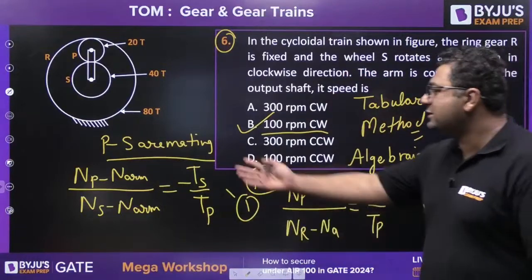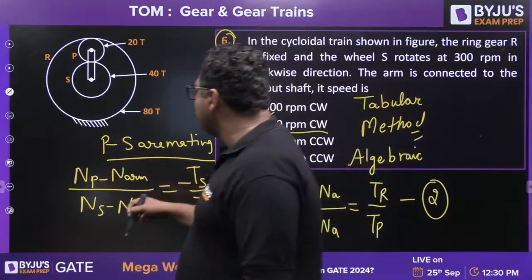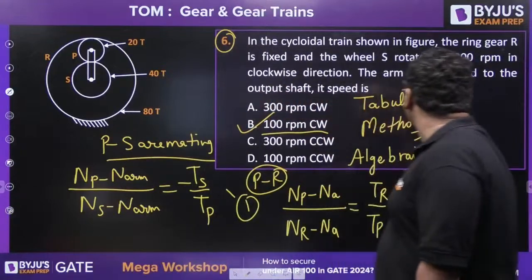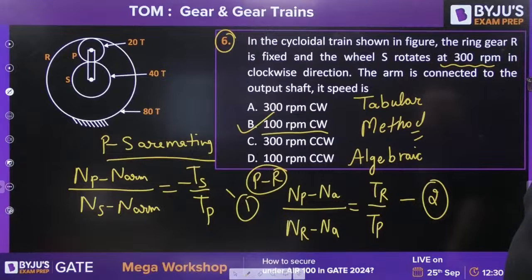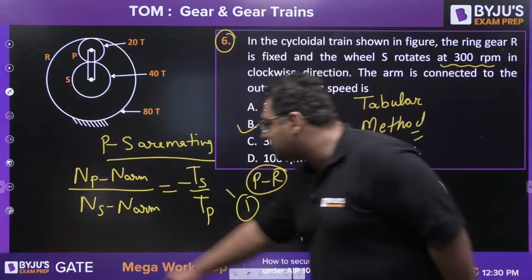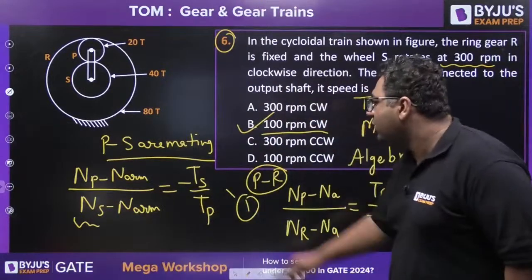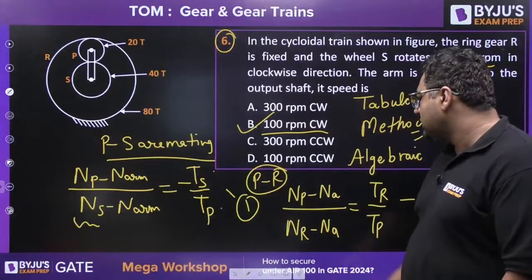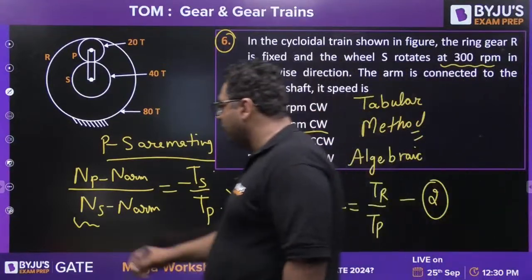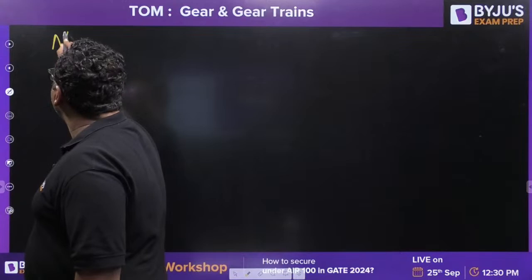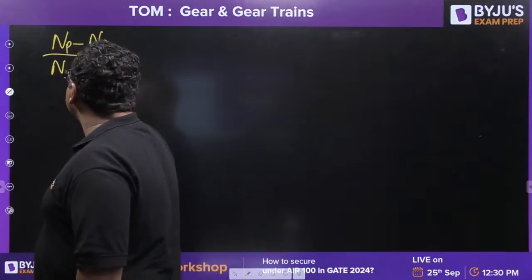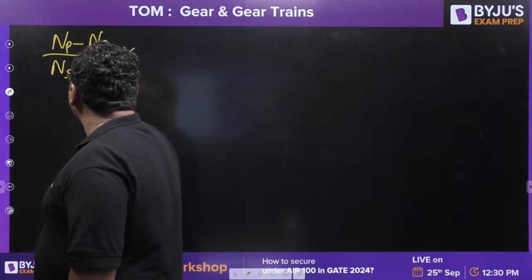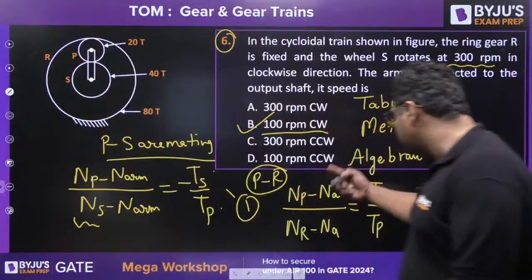Yes. So you just need to put the value NP minus NR. What is given for pinion? They are saying that S rotates at 300 RPM. So for sun gear, NS speed is given to us. TS and TP are known to us. So just inverse it and multiply it. What we will get? NP minus NA by NS minus NA into the second equation, inverse it.